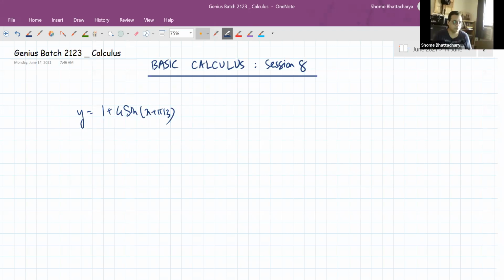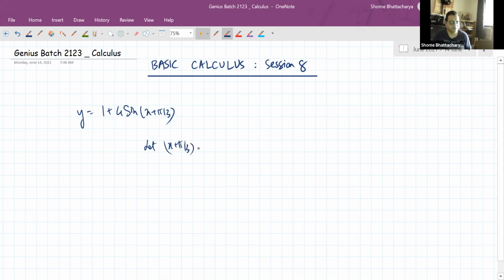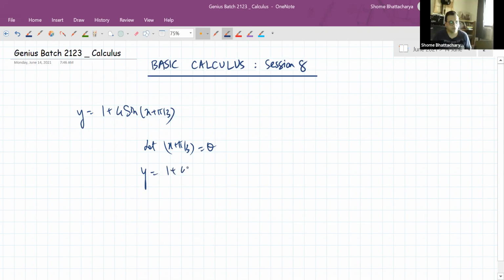The method that we took: we replaced x plus pi by 3 with a dummy variable, theta, right? So y became 1 plus 4 sine theta. So y's minimum value will be 1 plus 4 into sine theta's minimum value, and y's maximum value will be 1 plus 4 into sine theta's maximum value. Understood my point?